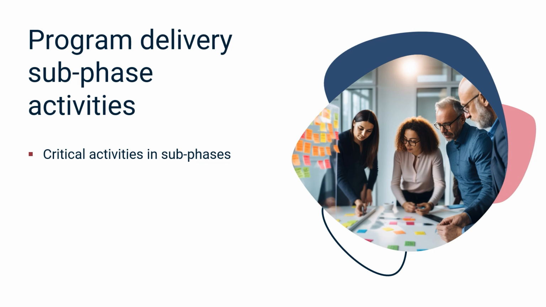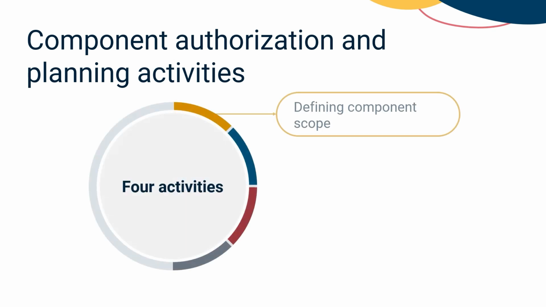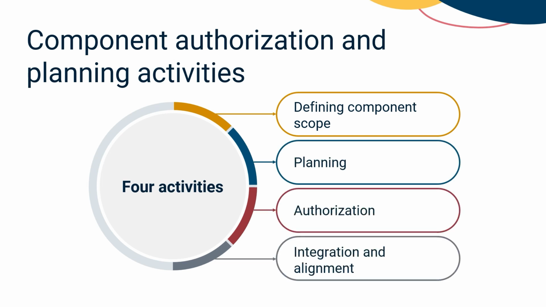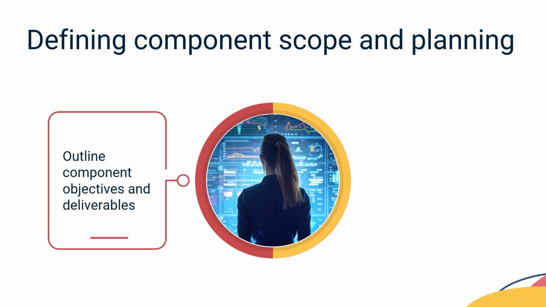Let's explore these activities. The component authorization and planning subphase consists of four activities: defining component scope, planning, authorization, and integration and alignment. Let's understand more about these activities. When defining component scope, the program manager clearly outlines each component's objectives, deliverables, and boundaries. The individual business cases developed to support each component influence these definitions.